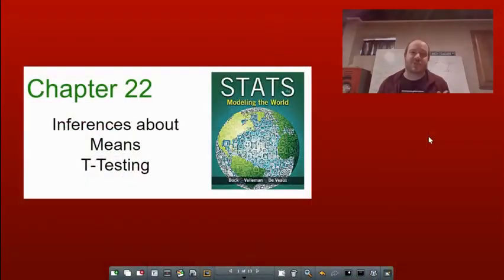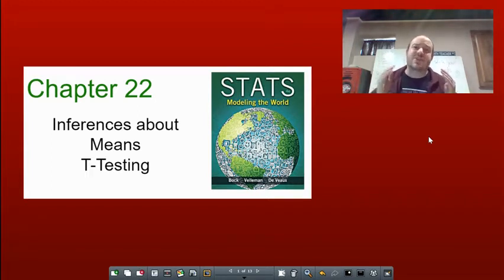So as I mentioned, we're jumping into chapter 22, which is inference about means, looking at t-testing specifically. Remember, in past chapters, we've looked at a whole bunch of statistics in this section called inference. Inference is where we take information about a sample and use it to make guesses, predictions, and give us information about the whole population. This is incredibly important in the field of statistics, and it's really the driving force for why we've done everything so far this year.